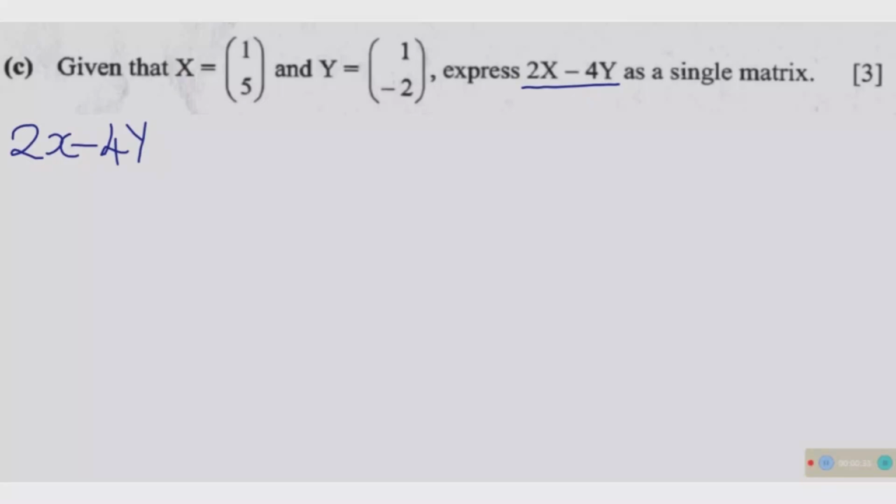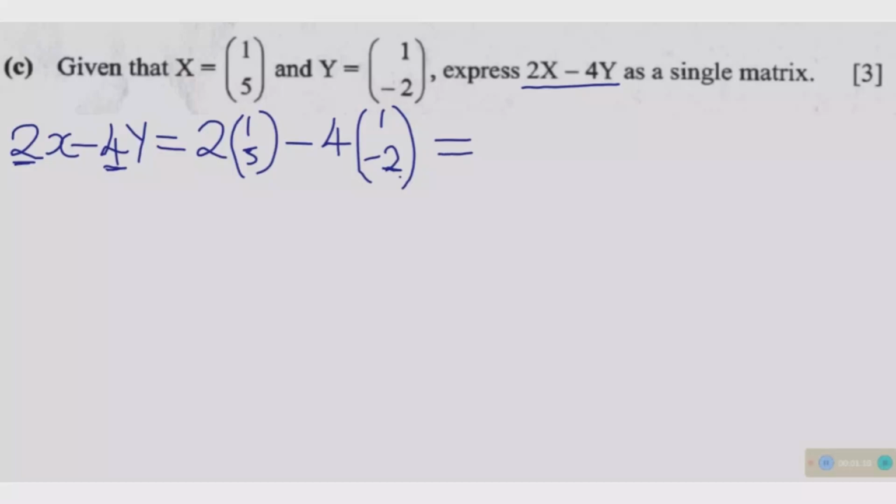So what do we do? We say equal to, then we write 2, which is the one in the expression. Then we write the value of matrix x, which is (1, 5), in brackets. Then we say minus. Then we write 4. Then we write the value of matrix y, which is (1, negative 2). Then we close the bracket. Once we have done this, the next thing we are going to do is evaluate that.